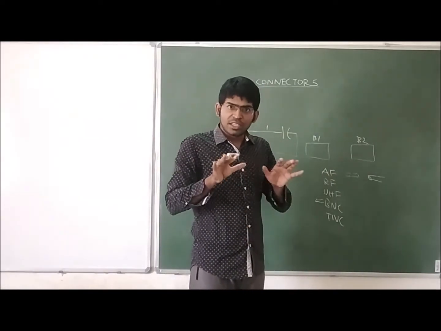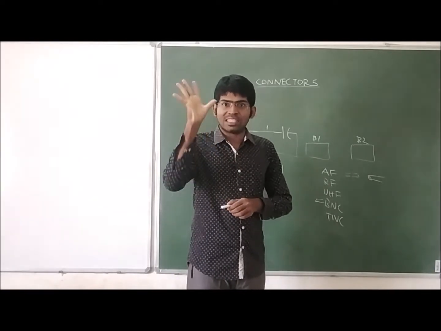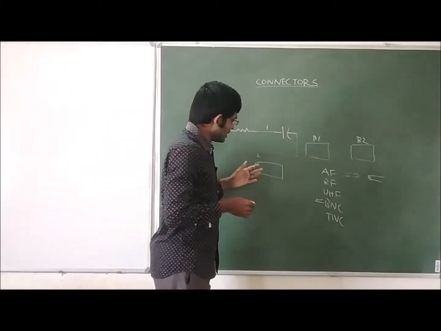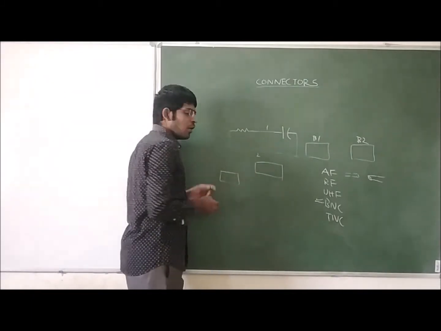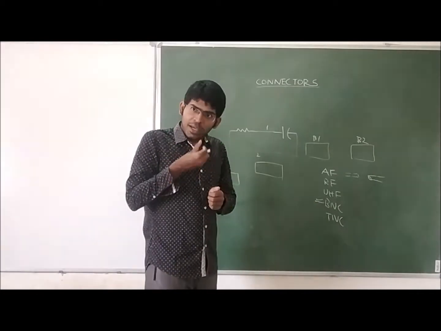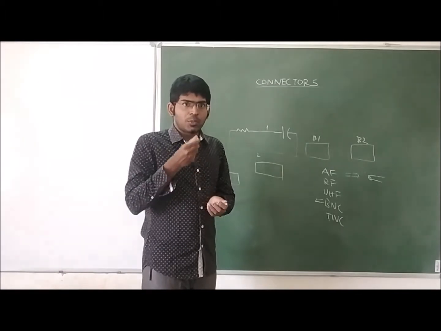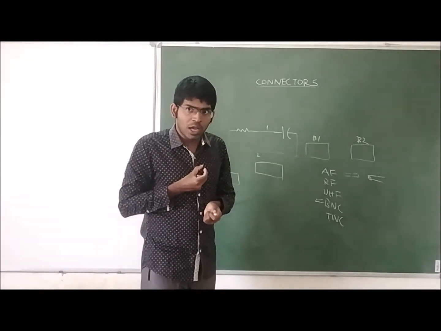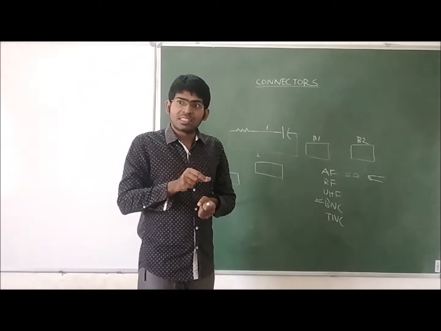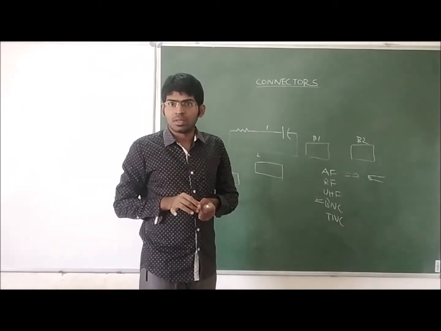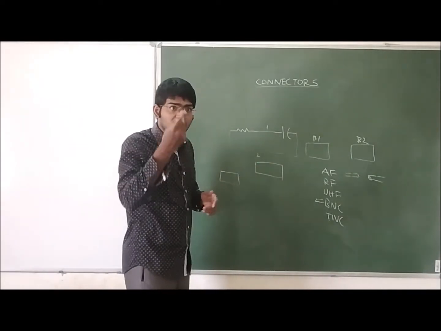A CRO is an instrument on which we can observe the electrical signal. It is displaying the electrical signal. For example, there is a microphone in my pocket. That microphone converts my voice signal to an electrical signal. Now that electrical signal is in the form of voltage. Now this electrical signal you want to see on the CRO. You want to see the electrical signal.